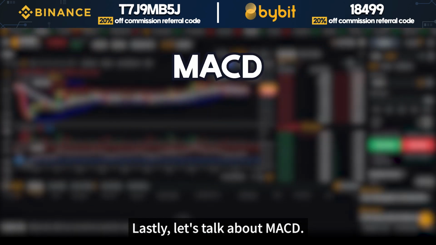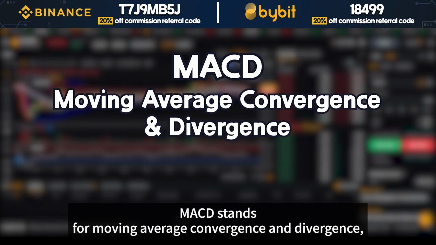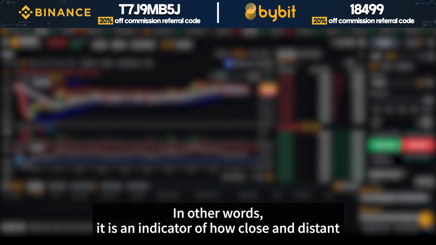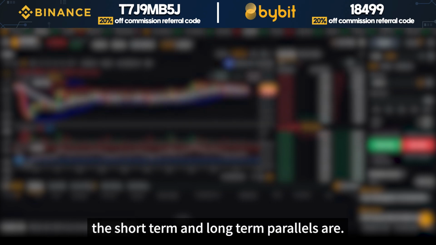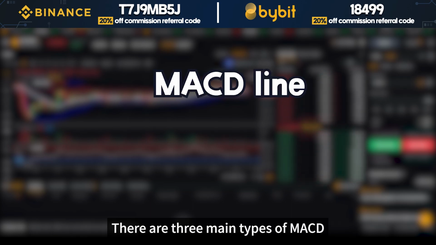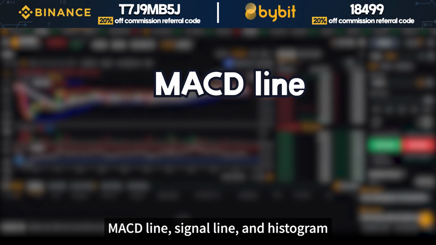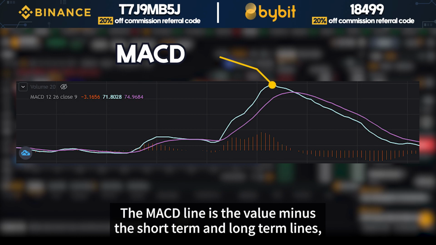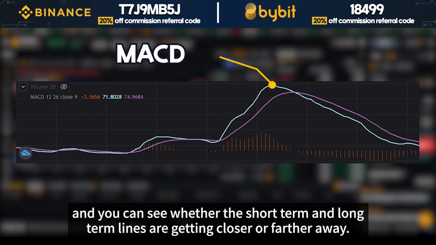Lastly, let's talk about MACD. MACD stands for Moving Average Convergence and Divergence, which means convergence and divergence of moving averages. In other words, it is an indicator of how close and distant the short-term and long-term moving averages are. There are three main components of MACD: MACD line, signal line, and histogram. The MACD line is the short-term line minus the long-term line, and you can see whether the short-term and long-term lines are getting closer or farther away.